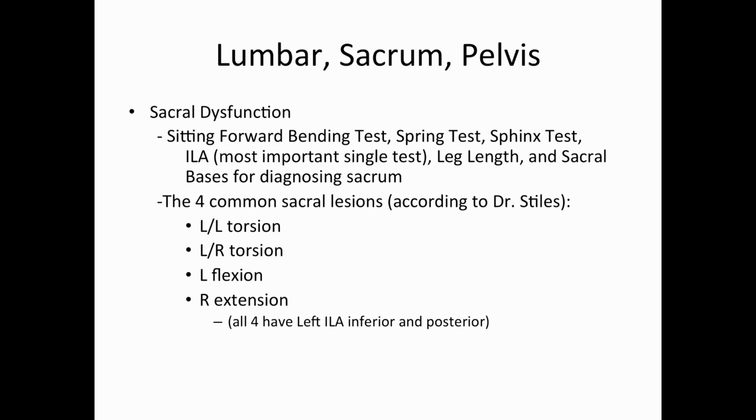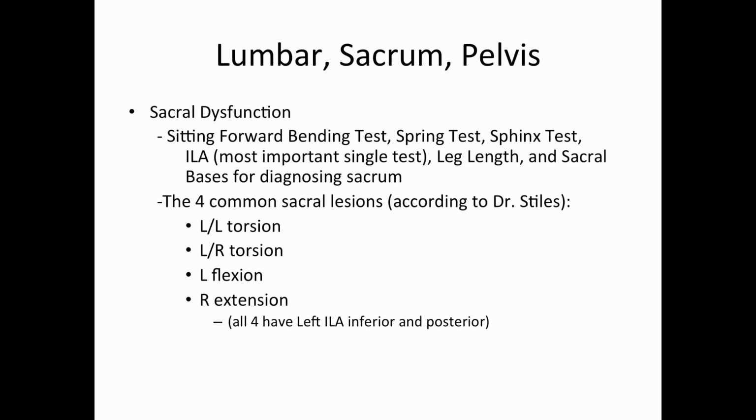So just a couple of items on sacral dysfunction. You did your seated forward bending test. You also consider the spring test, the sphinx test, which is that backward bending test. And then you also want to look at the ILAs. Those are important because they should be asymmetric if they have a sacral somatic dysfunction, assuming it's not a bilateral flexion or extension. So sometimes that ILA is easier to see than the sacral base level.